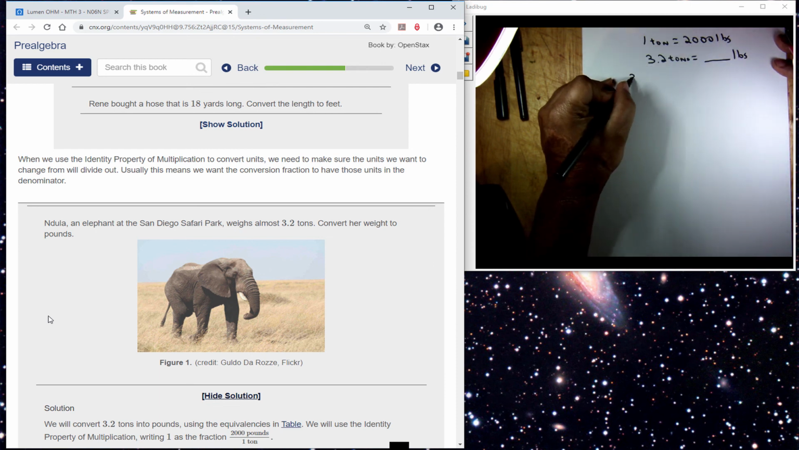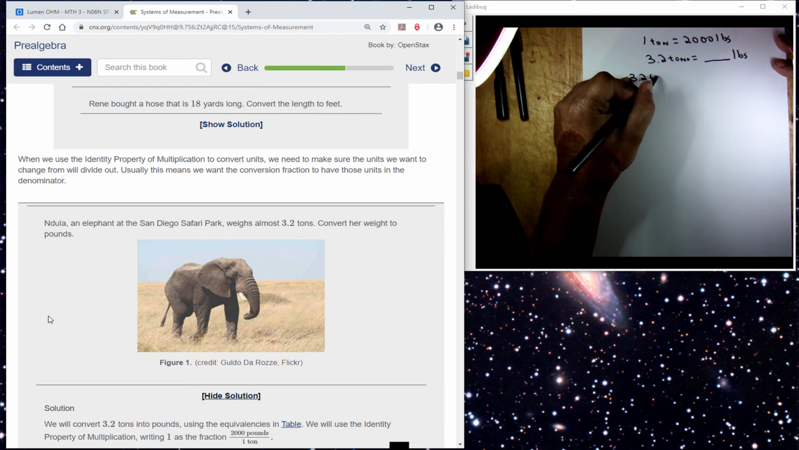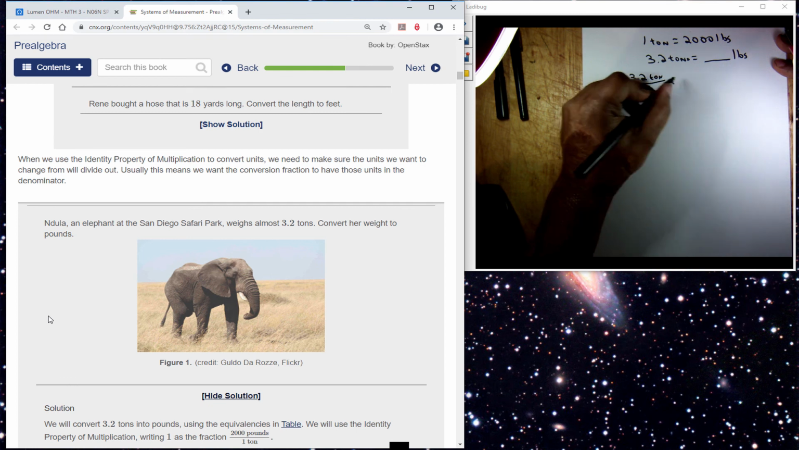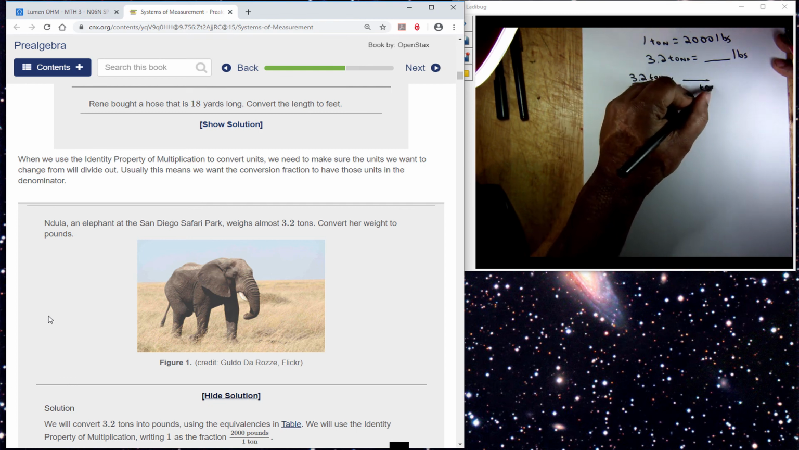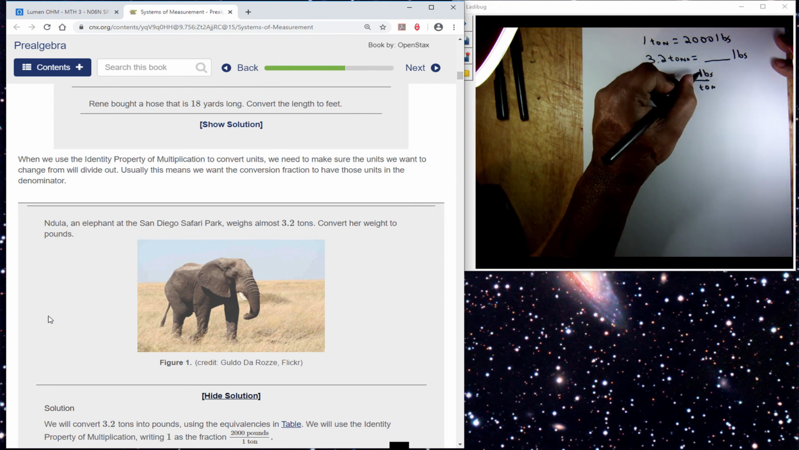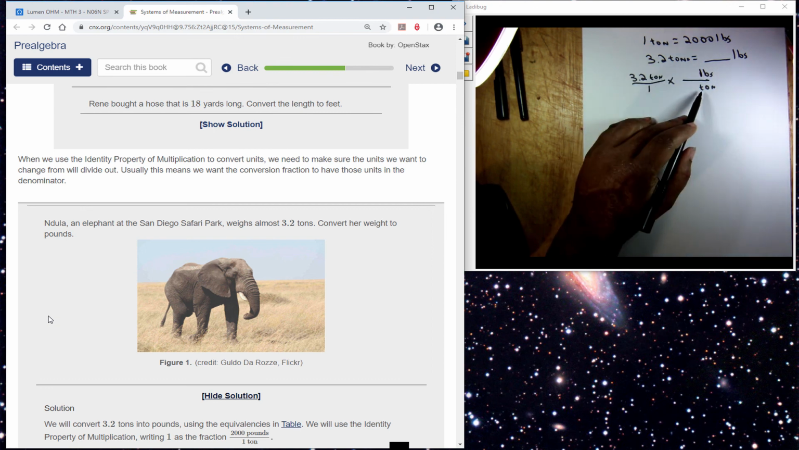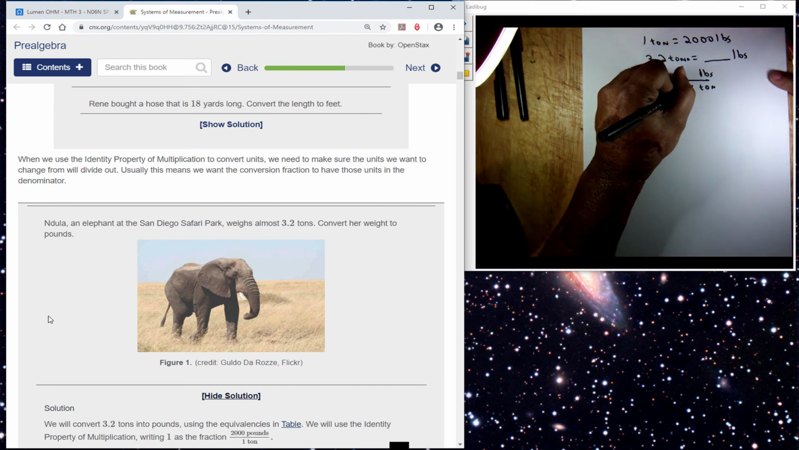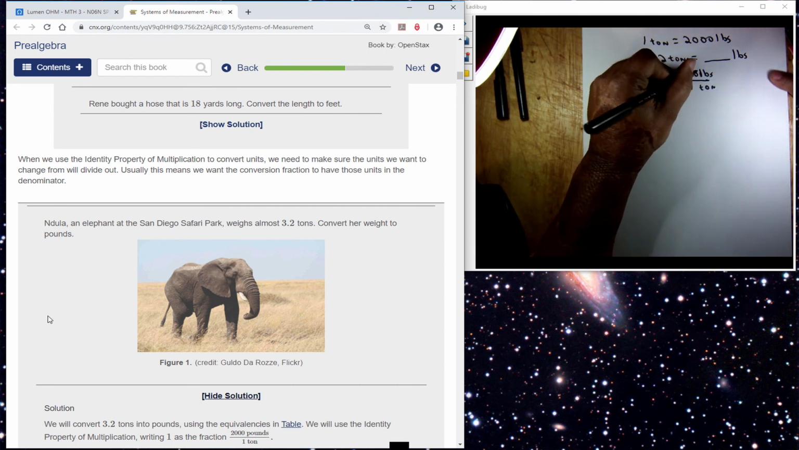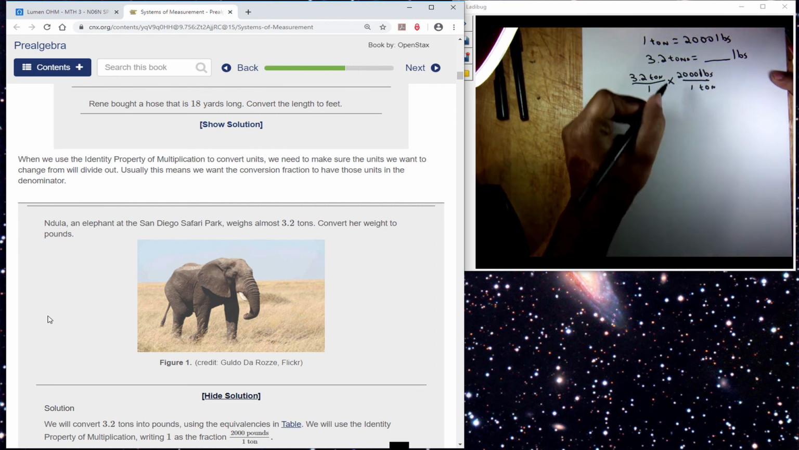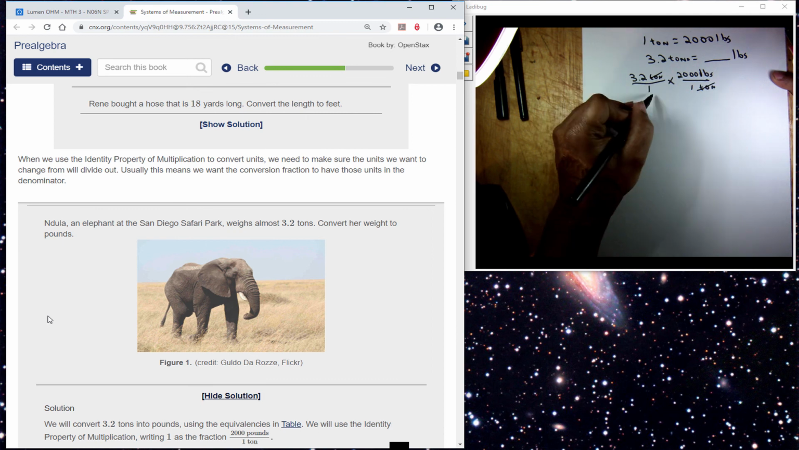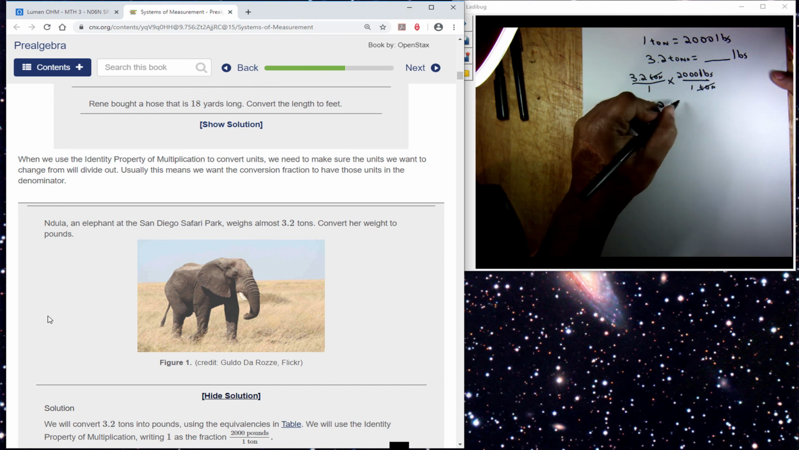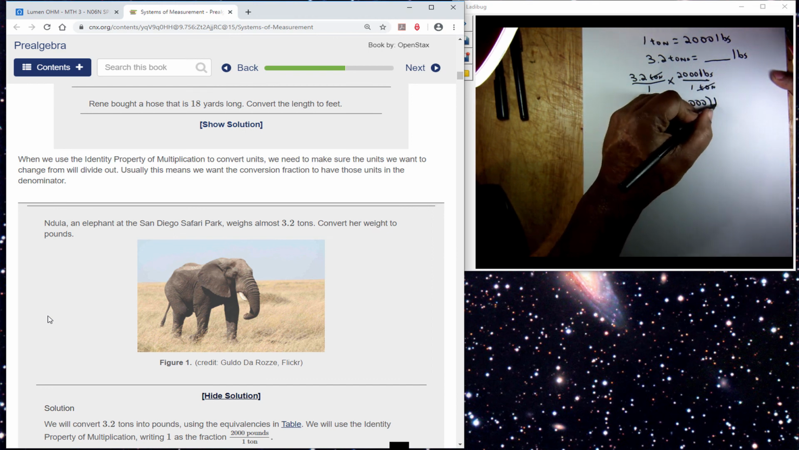So when I write this out, I have 3.2 tons, and I want tons to go away and replace it with pounds. So that it does go away, I put it in the denominator so that it cancels out. Now I think about the relationship between tons and pounds. I know that 1 ton is 2,000 pounds. So now when I multiply, tons cancel out. The only unit that's left is pounds. So I have 3.2 times 2,000 pounds.